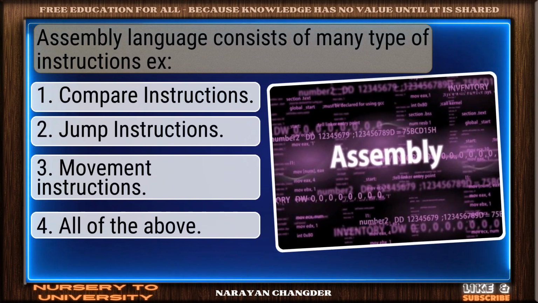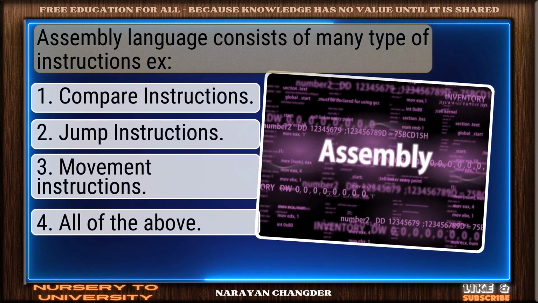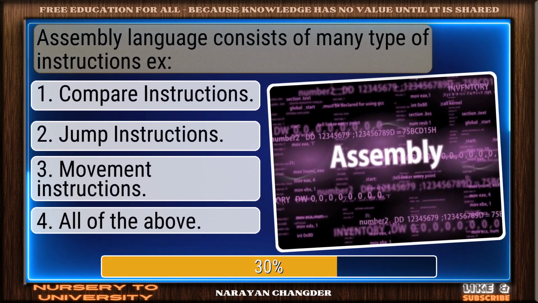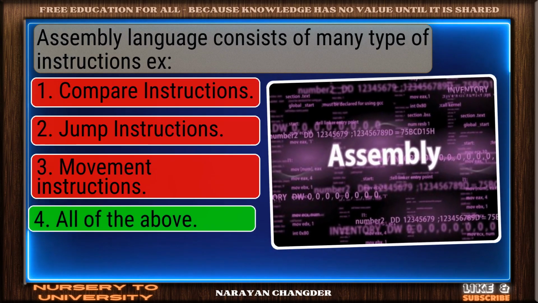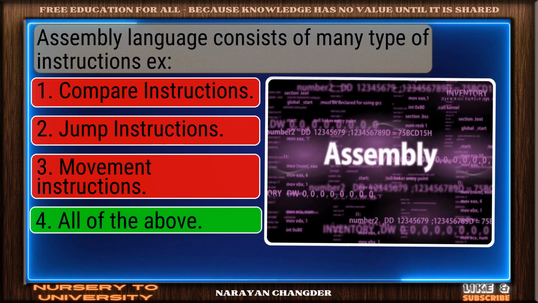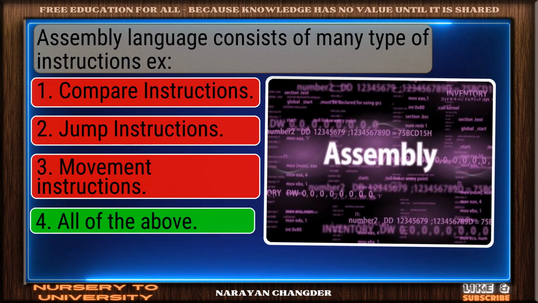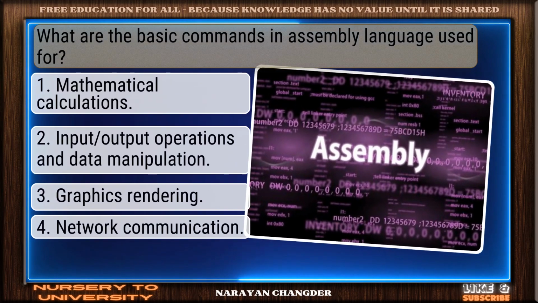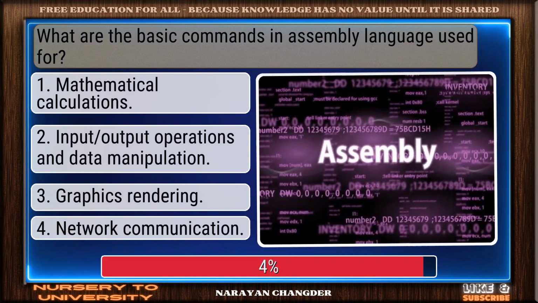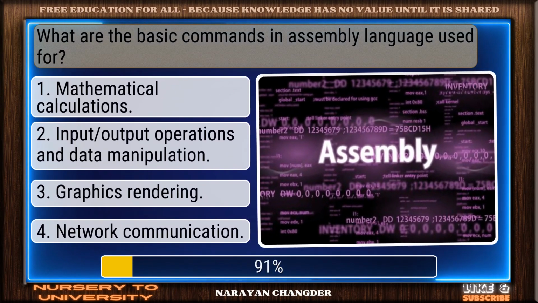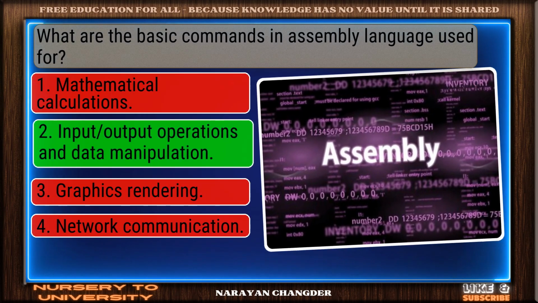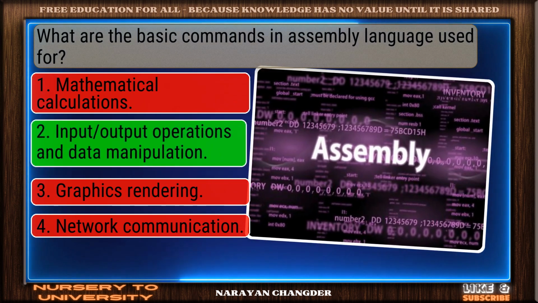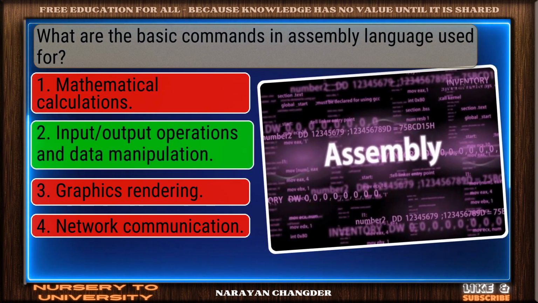Question number 33. Assembly language consists of many types of instructions, blank. Excellent. All of the above is a brilliant choice. Question number 34. What are the basic commands in assembly language used for? Strong choice. Input-output operations and data manipulation is the right answer.